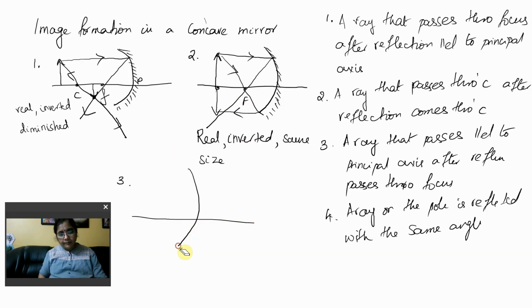This is my principal axis. This is my pole. This is, let us say, F. This, let me say, is C. So what is the third case? My third case is where the object is placed such that this object is coming forward, forward, and forward. Initially it was beyond C. Then it was on C. Now this object has moved to somewhere between C and F.